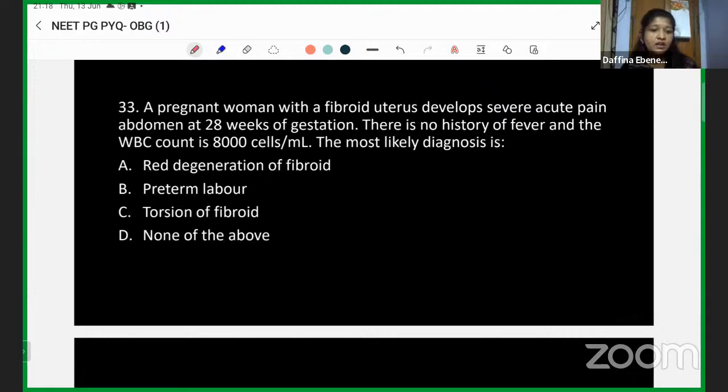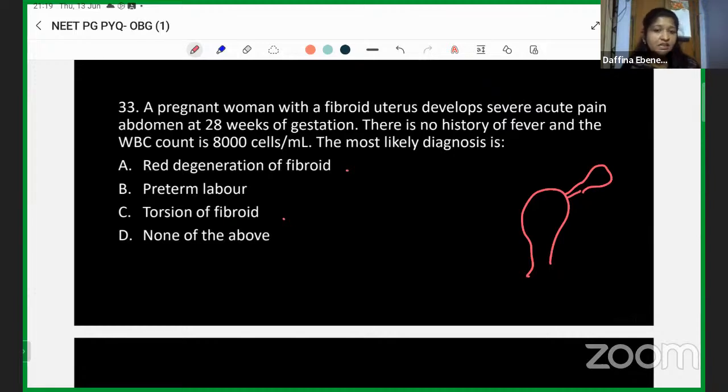Torsion, when can torsion occur? If it is a subserous pedunculated fibroid. Okay, if this is the uterus, if it is a subserous pedunculated fibroid like this, that can undergo torsion. Okay, so either red degeneration or torsion should be the answer now. How do you differentiate if it's red degeneration or torsion? Red degeneration is an inflammatory state.